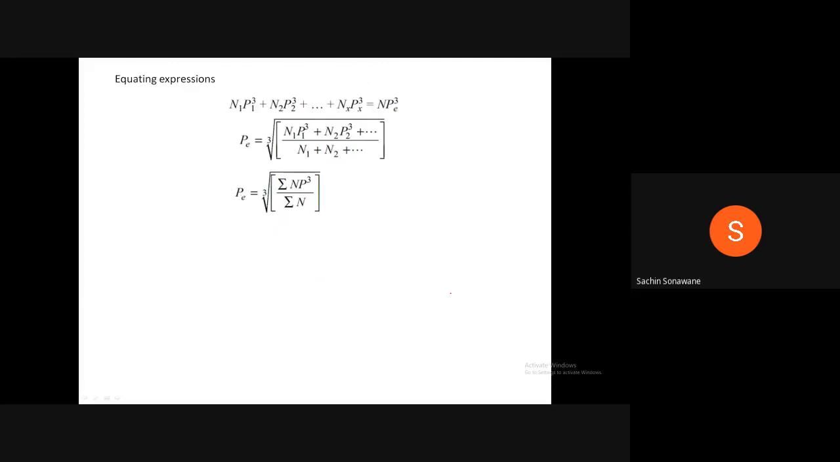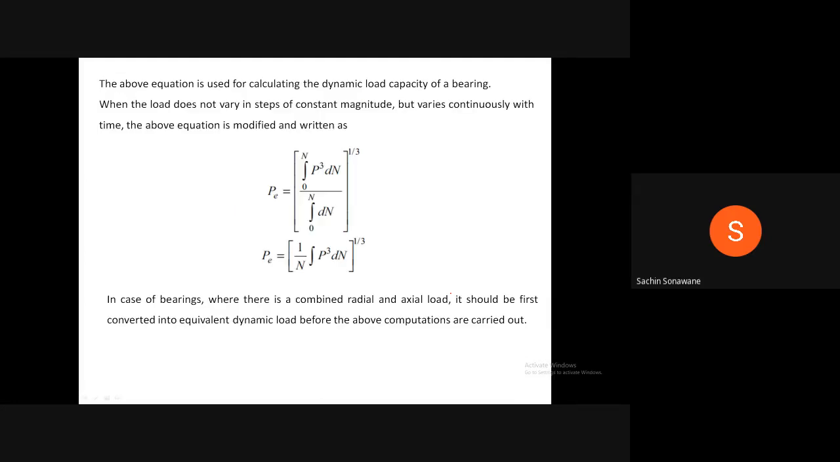Equating expressions, N1 P1 cube plus N2 P2 cube plus ... plus Nx Px cube is equal to N into Pe cube. Therefore, Pe is equal to cube root of N1 P1 cube plus N2 P2 cube plus ... divided by N1 plus N2 plus ... Therefore, Pe is equal to cube root of summation of N P cube divided by summation of N. The above equation is used for calculating the dynamic load capacity of a bearing when the load does not vary in steps of constant magnitude but varies continuously with time.